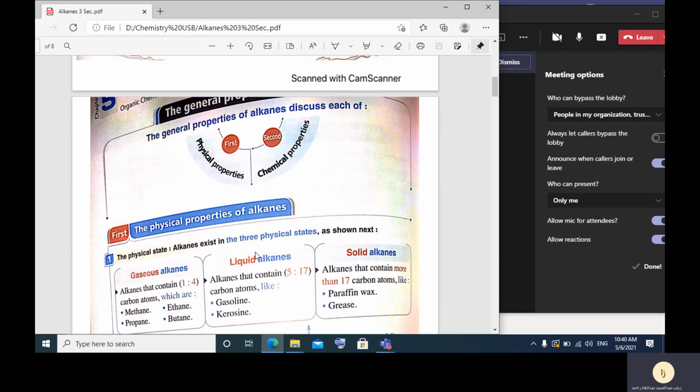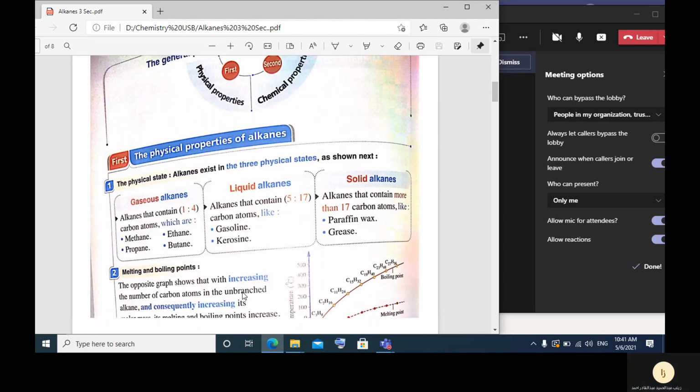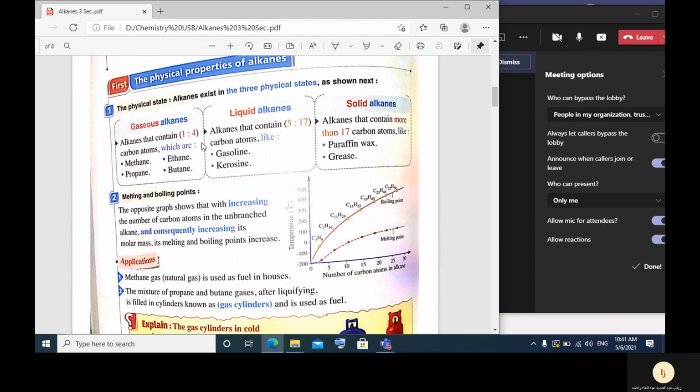Liquid alkanes, the number of carbons increases from 5 to 17. For example, gasoline, which is the petrol for cars, and kerosene. Solid alkanes, the number of carbons exceeds 17, like paraffin wax and grease. So again, the physical state for alkanes: they are found in three states, gaseous, liquid and solid. The gaseous state has 1 to 4 carbons, the liquid state from 5 to 17, and more than 17, they are in solid state. Melting point.